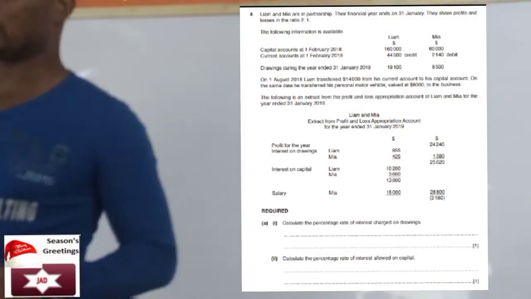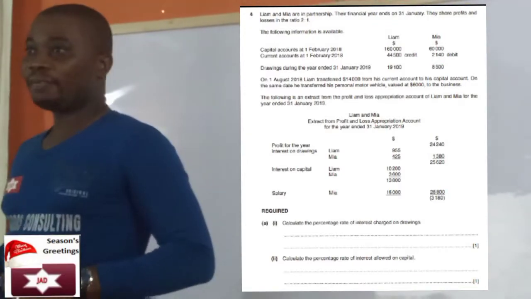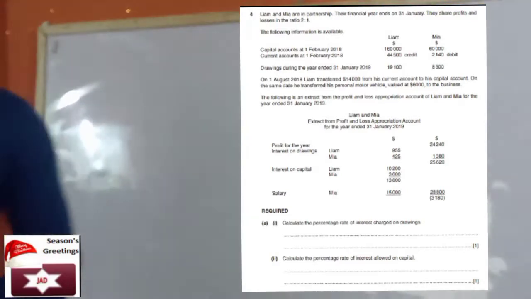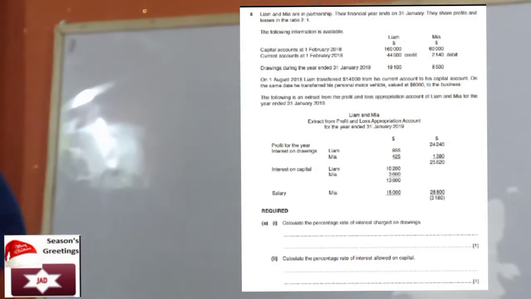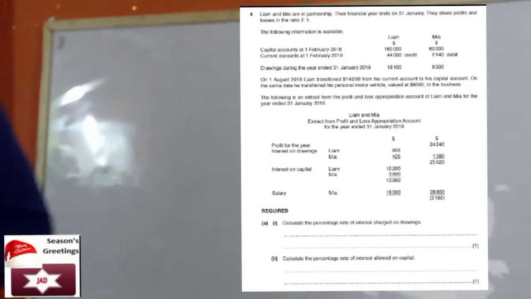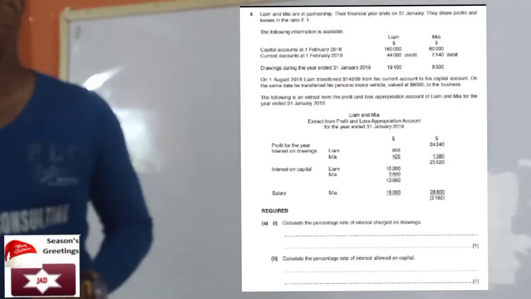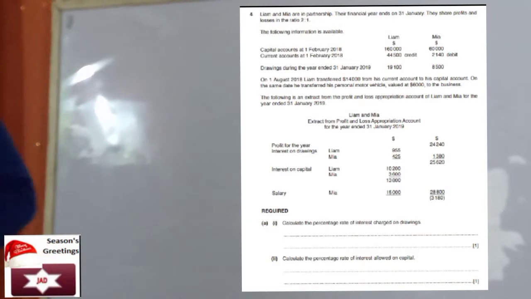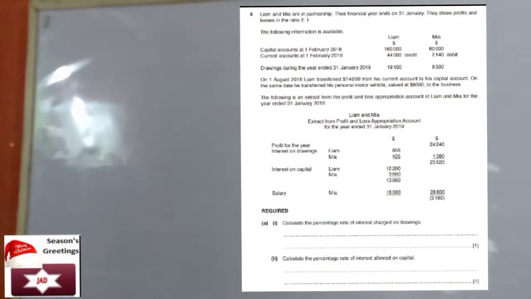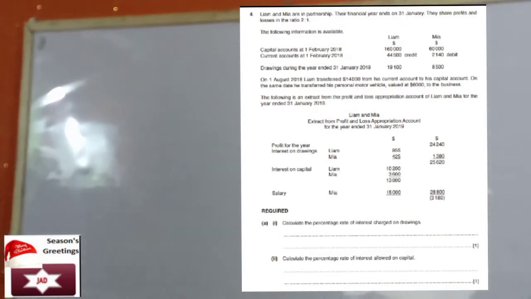The following is an extract from the profit and loss appropriation account of Liam and Maya for the year ended 31st January 2019. We have the profit for the year 240. Interest on drawings: Liam is 955, Maya is 425. Interest on capital: Liam is 10,200, Maya is 2,600, 13,800 altogether. Salary to Maya is $15,000. So the total is 28,800, and the difference there is a negative of $3,180.